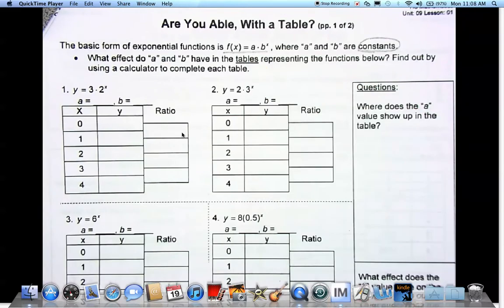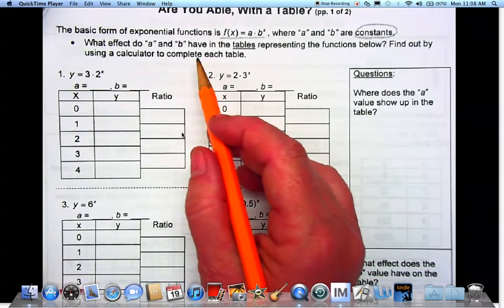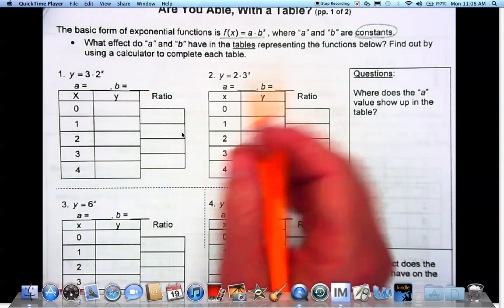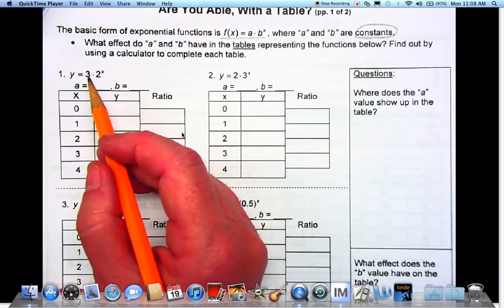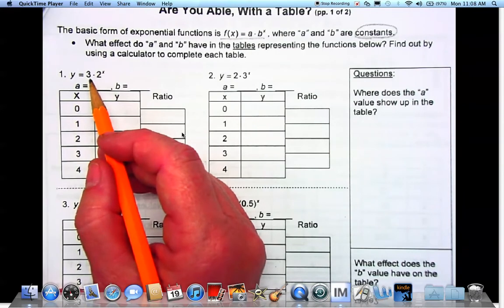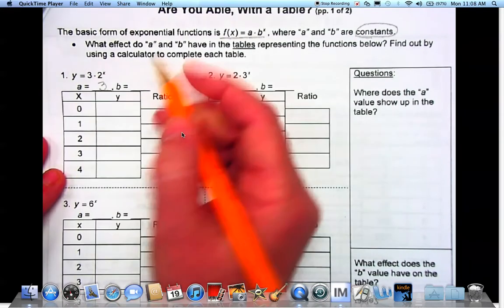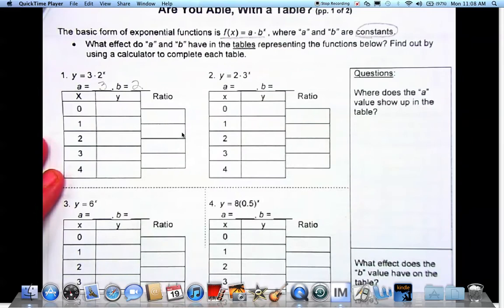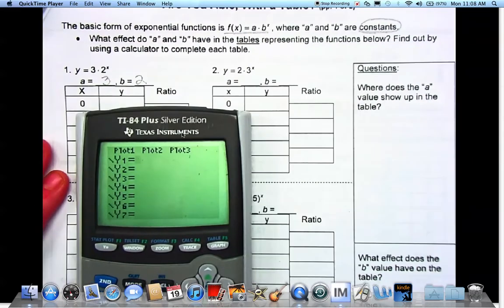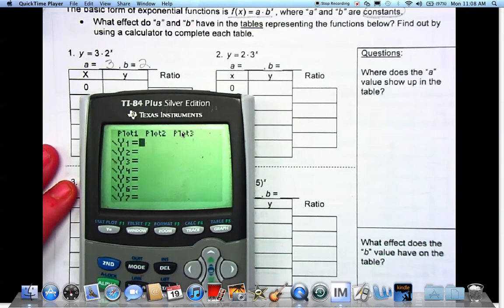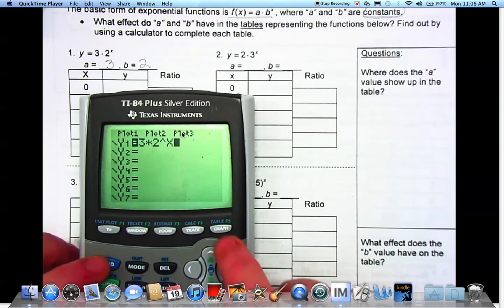Okay. All right. Now, it says, what effect do a and b have in the tables representing the functions below? So we're going to see what the a does and what the b does. So the a in number 1 is 3, and the b is 2. And then we're going to put this in y equals. Y equals is your friend, your best friend. So 3 times 2 to the x, just like that. Does it need to be in parentheses? It doesn't have to be unless it's more complicated than this.